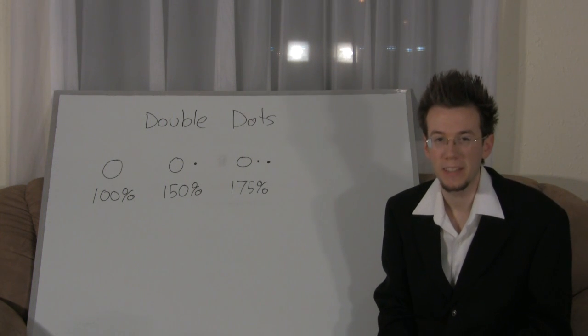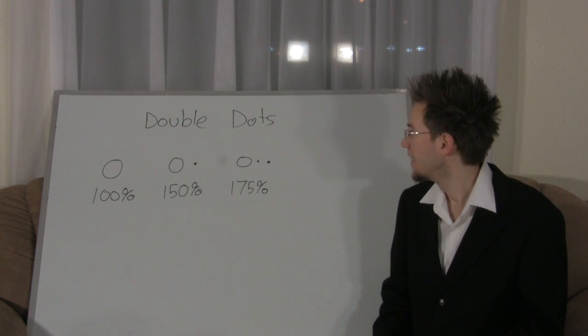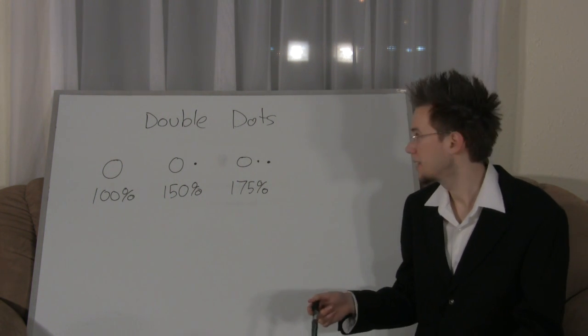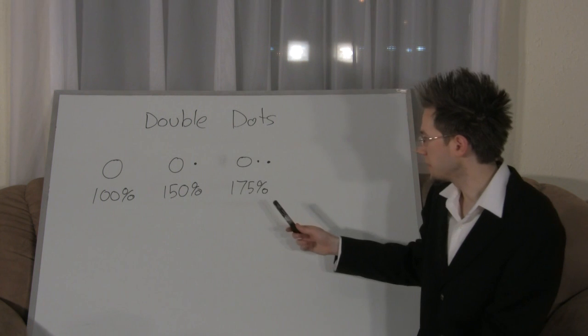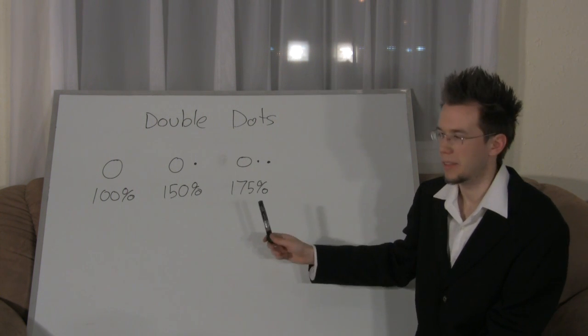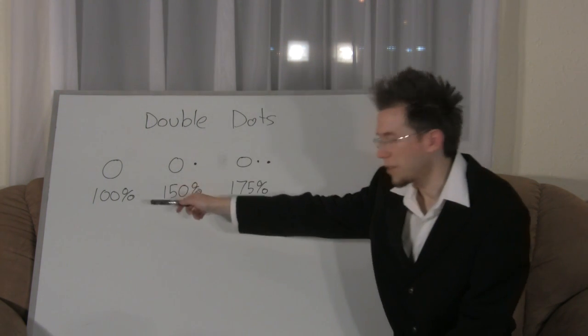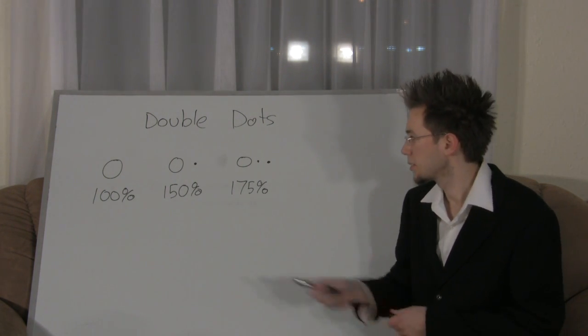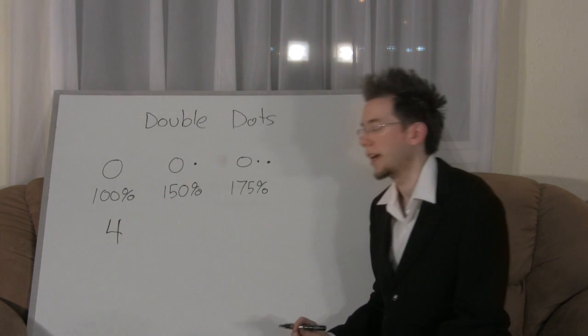And one quick last thing before we do the homework, actually: double dots. You've already seen a single dot before. Double dots are basically, well, I'll just explain it. You've got a regular note, a whole note. That's worth 100% of its value, so that's 4 beats. So we have 4.